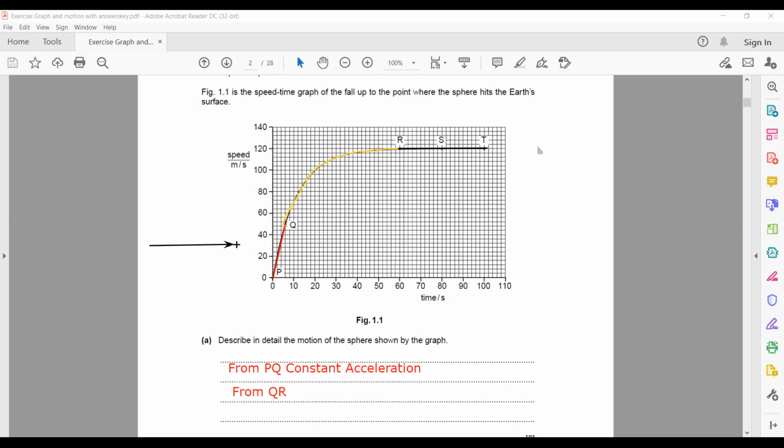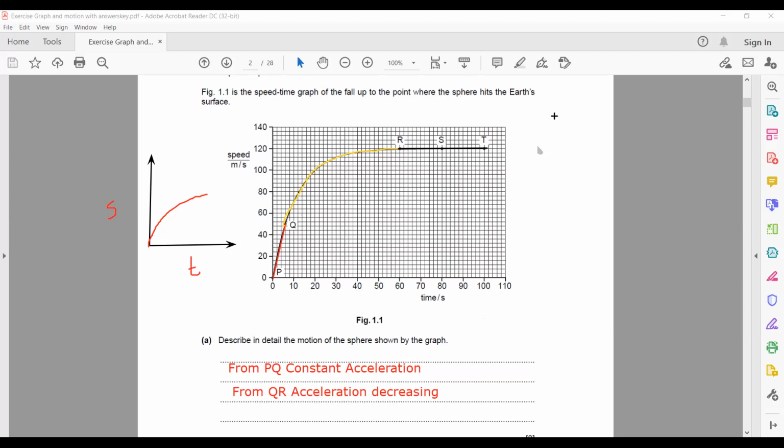It's a speed time graph, and it is the curve, the angle is decreasing. So when the slope of a speed time graph decreases, we say the acceleration is decreasing. So the first part, it was a constant acceleration. The second part, acceleration is decreasing.